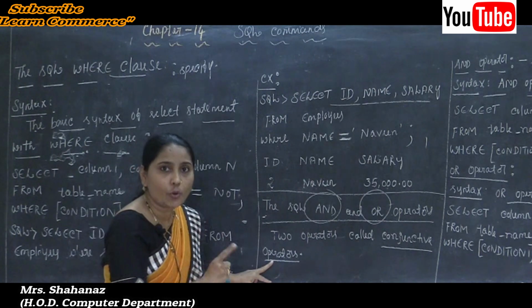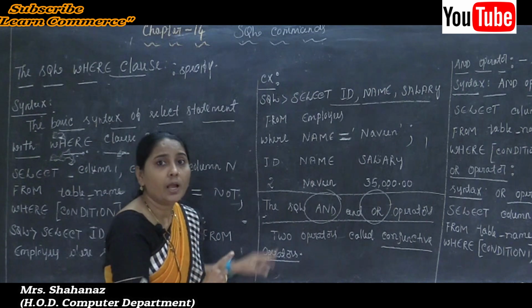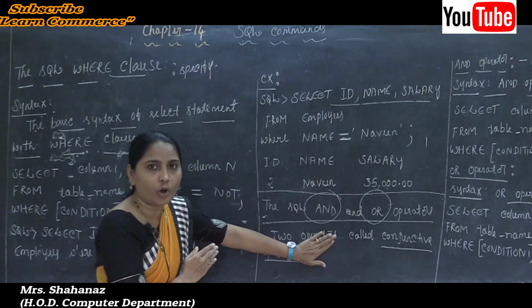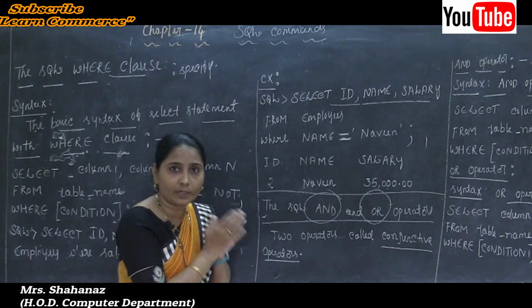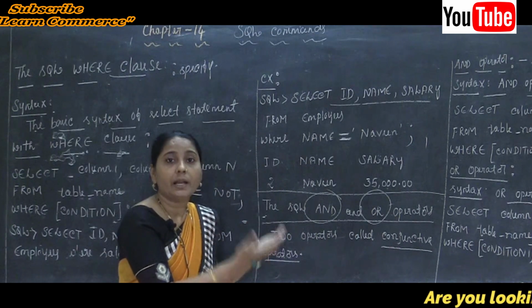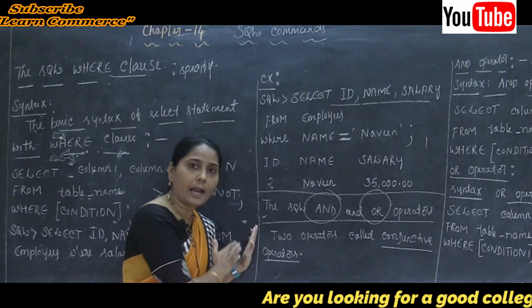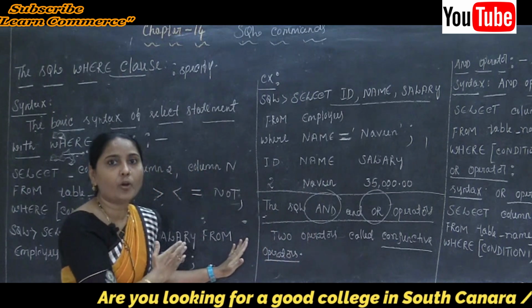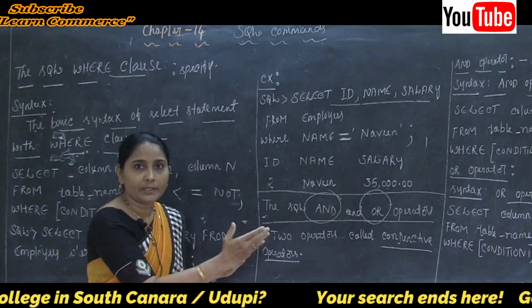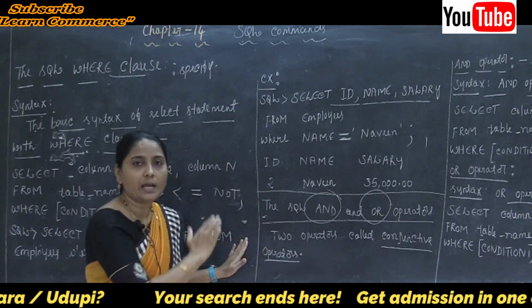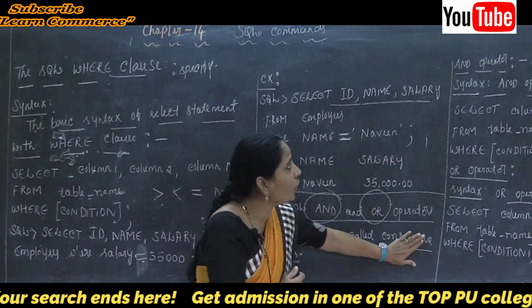Conjunctive operators. Clear this point here. Why? Because by using the AND or OR operator, maybe you want to combine, to add more than one condition, multiple conditions. By using operators like AND and OR, we can combine all those conditions together. And these operators, the AND and OR operators, are also called the conjunctive operators.